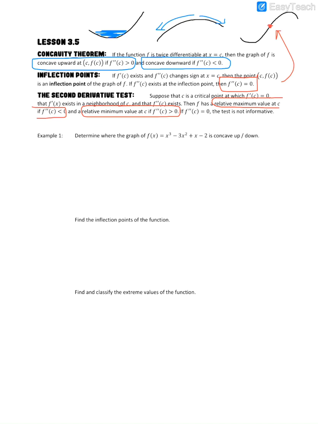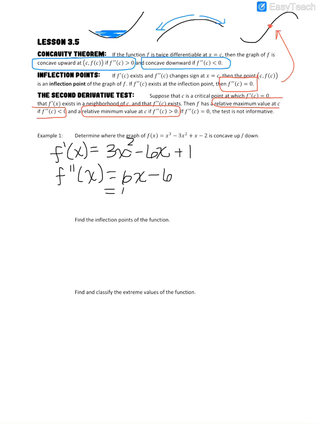Number 1, determine where the graph of f of x equals x cubed minus 3x squared plus x minus 2 is concave up or concave down. Okay, so first thing we want to do is find our first and second derivative. So first derivative, 3x squared minus 6x plus 1. Second derivative, 6x minus 6, and I can go ahead and factor out a 6. That's going to be handy.